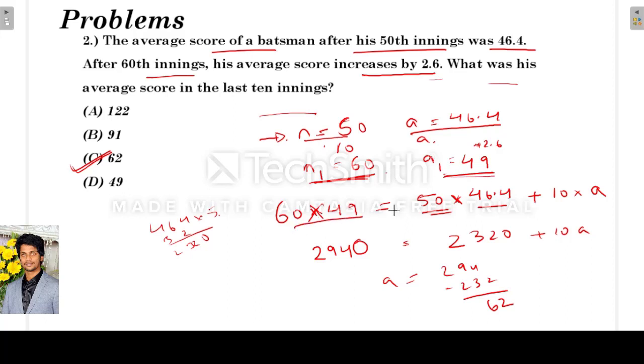So 60 into 49 is equal to the total number of runs scored in the first 50 innings, which is nothing but number of innings into average again. So 50 into 46.4 plus the total number of runs scored in the last 10 innings, which is nothing but 10 into the average of the last 10 innings, which we need to find out. So like this, if we solve, it will be 62.